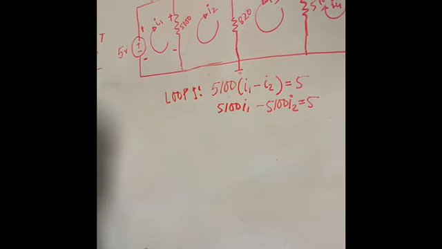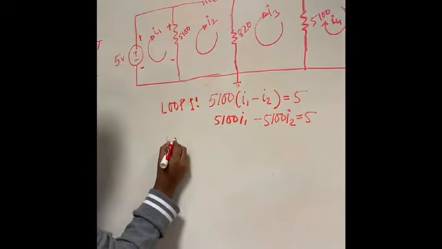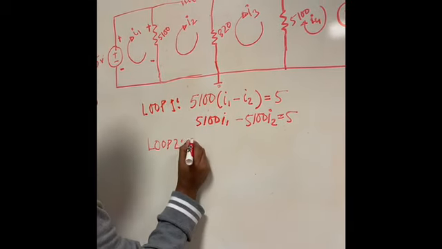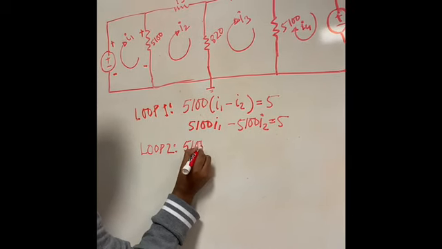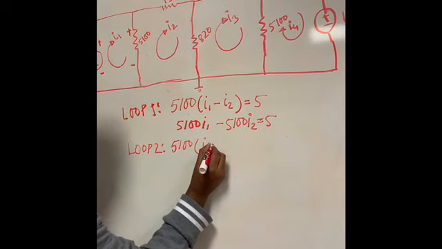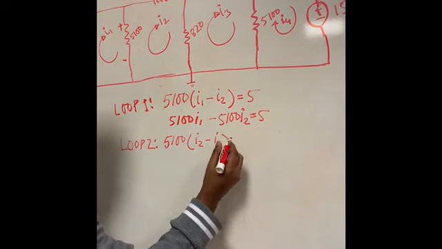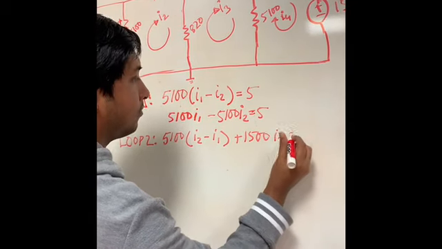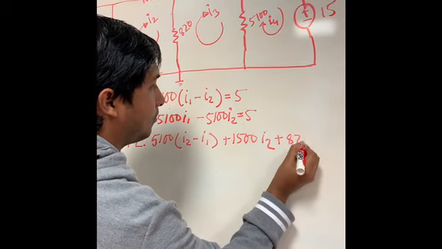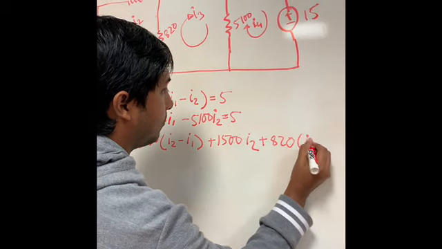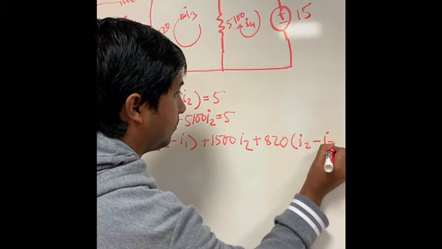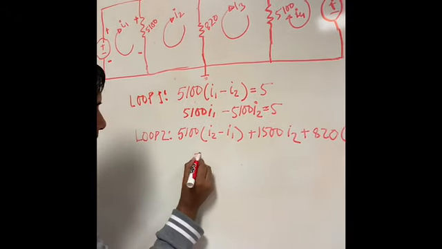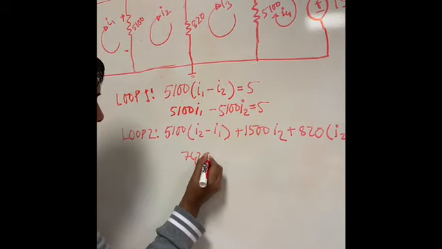All right, and then we'll do the second loop. And we'll have 5,100 times I2 minus I1 plus 1,500 I2 plus 820 times I2 minus I3, all equal to 0. You can better factor this one out also.